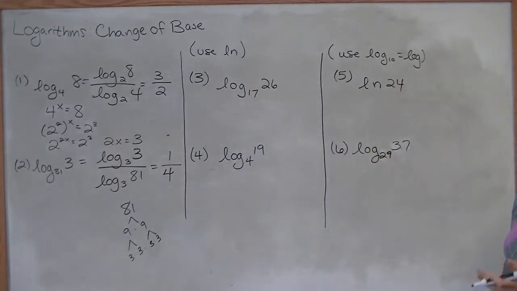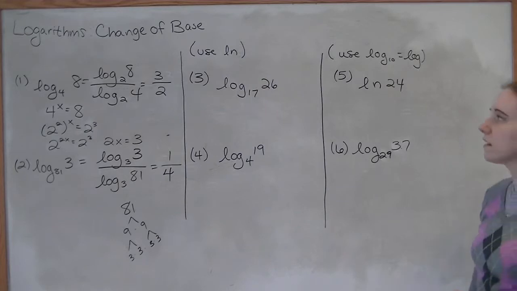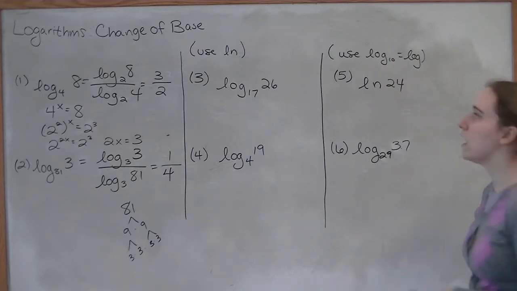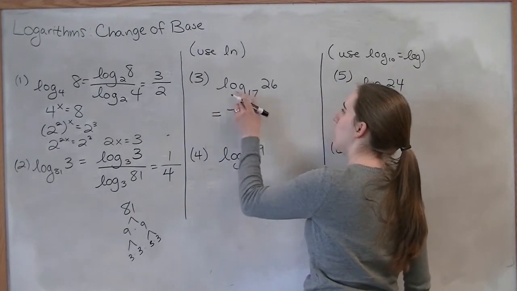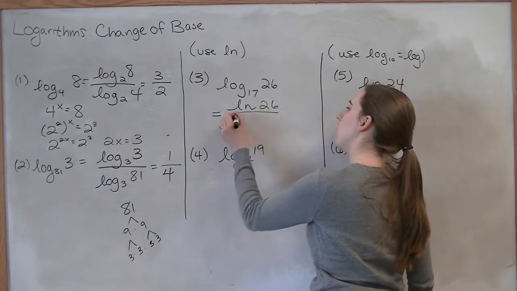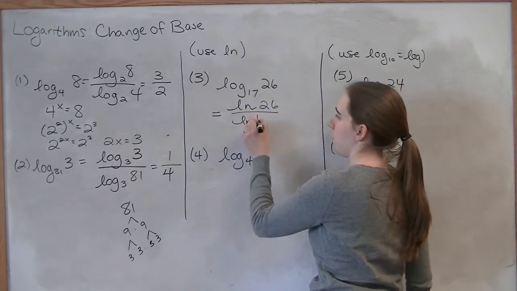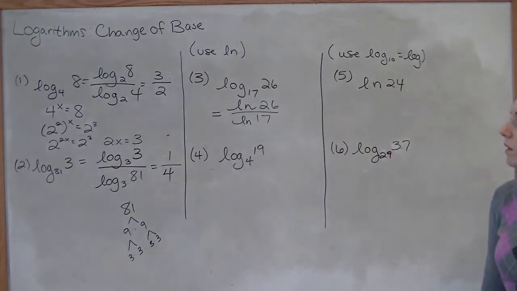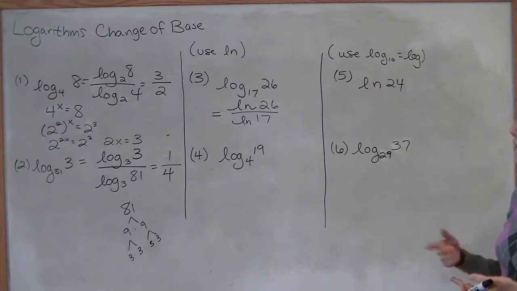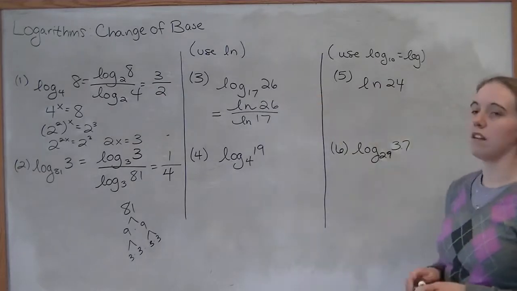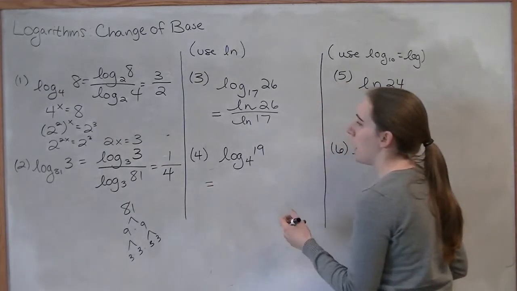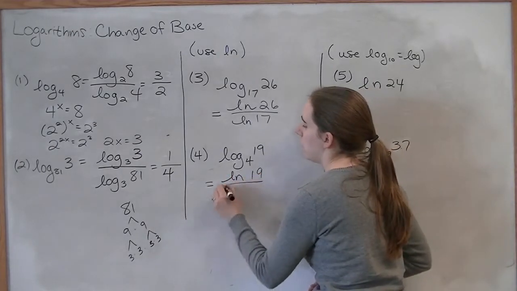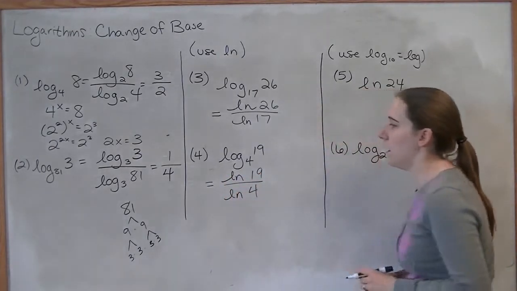So what I want to do is change log base 17 of 26 into all ln's. And I do that, again, using the change of base formula. It tells me that ln, or log base e of 26, over ln, or log base e of 17, is the same thing as what we started with. So if I had a calculator in front of me, I could plug in ln 26 divided by ln 17, and we would get an answer for this logarithm. Now we can do the same thing for this one. We want to use ln again. So we have ln of 19 over ln of 4.